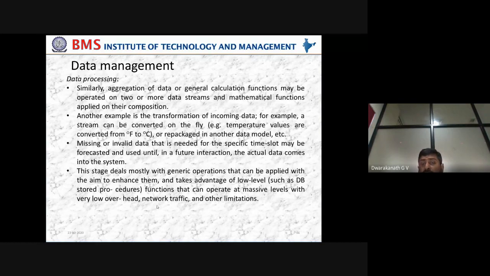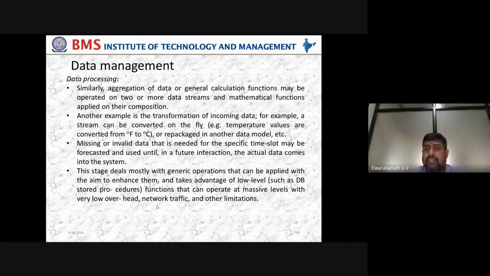Another example is the transmission of incoming data. That is very much important. What transmission? For example, a string can be converted on the fly. Example: temperature values are converted from Fahrenheit to Celsius or Celsius to Fahrenheit, depending on your application, so repacked in another data model, etc. That you can do, depending. So what data are you getting? No, I don't want this type of data. In Celsius I'm getting, no, I need Fahrenheit data. So then how to convert that? I will put in a formula. A very simple formula is there, that I will put, into 32 divided by something. That formula is there that we will put.